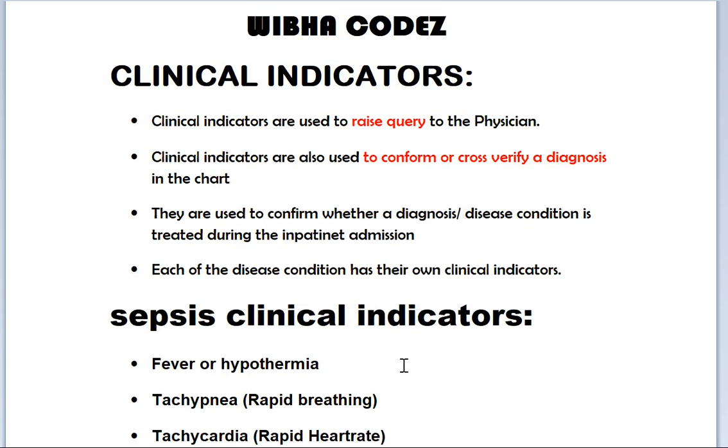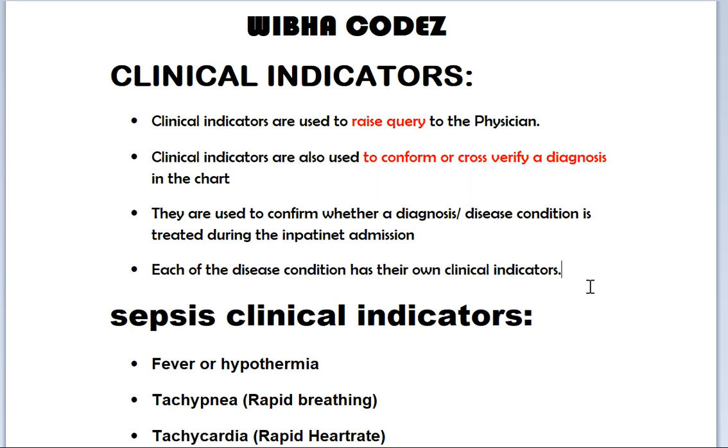Not just any one, at least four indicators need to be present in order to query a physician, or to code a condition, or to cross verify a condition. We need at least four indicators for a particular diagnosis. So these are all the things where clinical indicators are very much useful: to raise a query, and to confirm or cross verify a diagnosis.